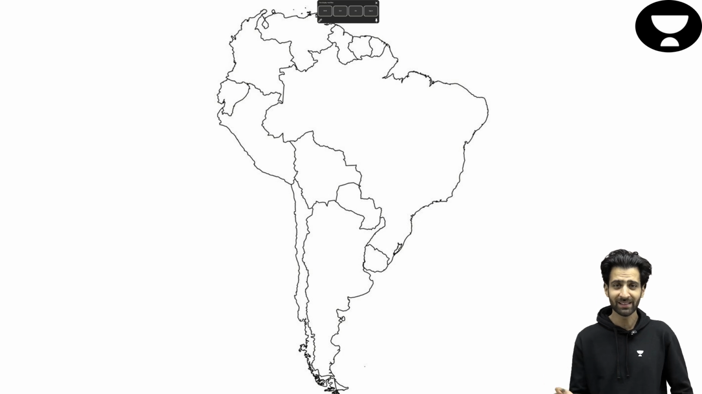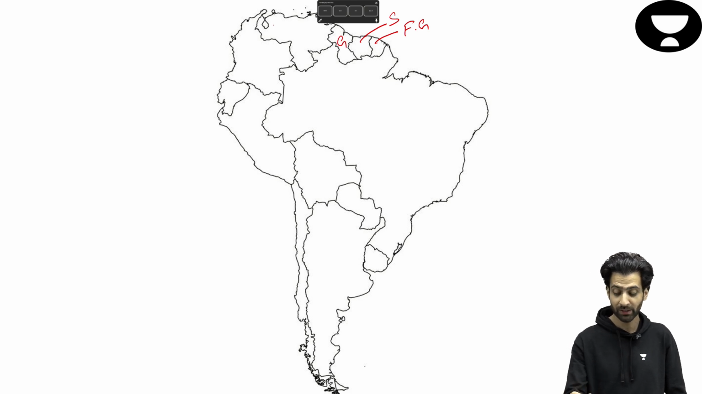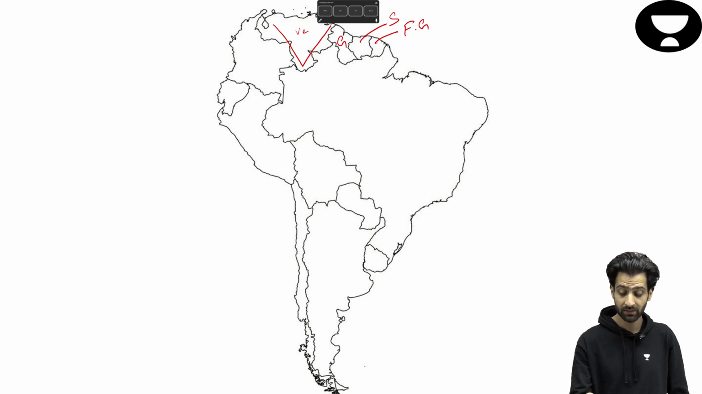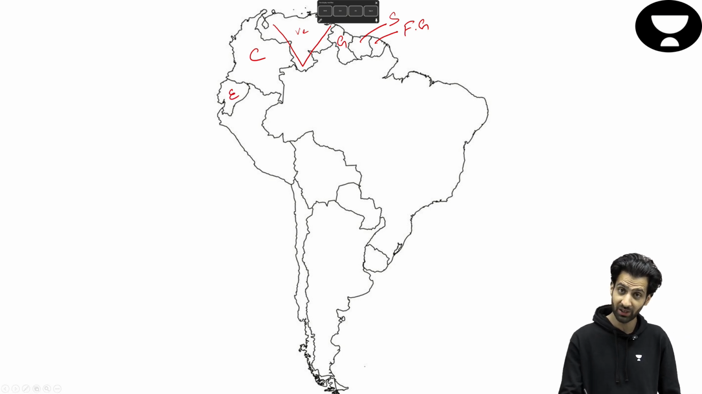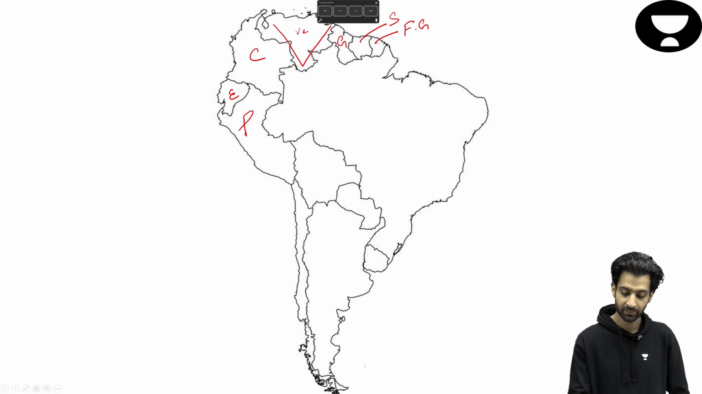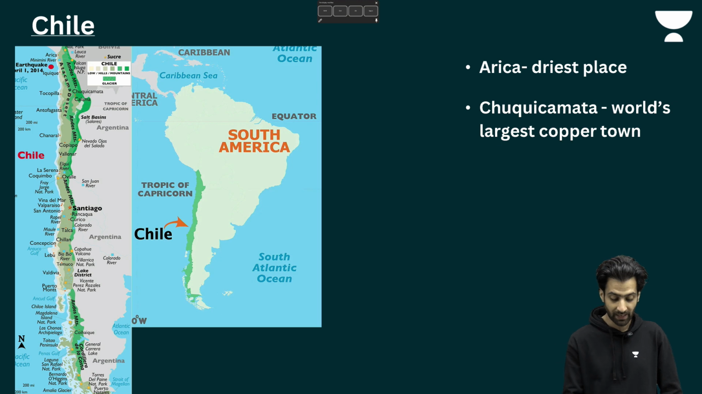Now comes the map again. Can we name the countries quickly? What is this? French Guinea. What is this? Suriname. What is this? Guyana. What is this? Quickly. This is a V-shaped country. Venezuela. What is this? Colombia. This one is not sharing the border with Brazil. You can see, this is Brazil. It's not sharing the border. Ecuador. What is this? The P-shaped country that I just said. Peru. Clear?